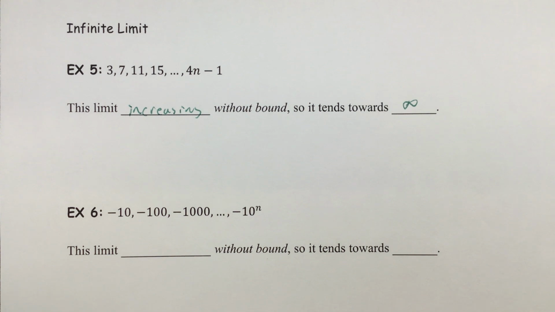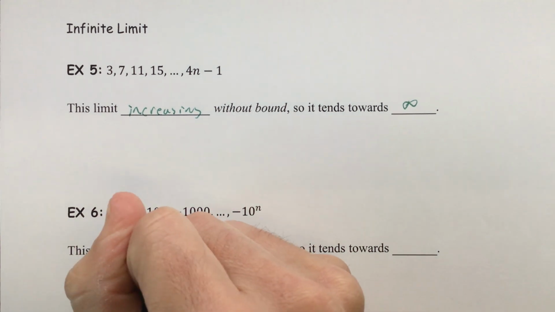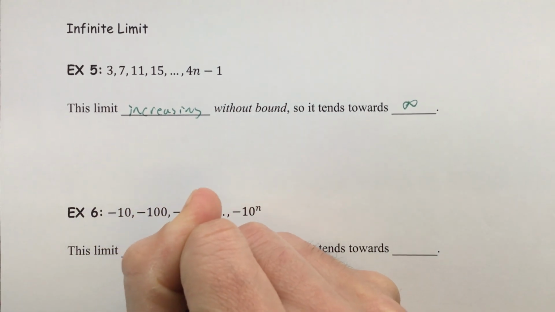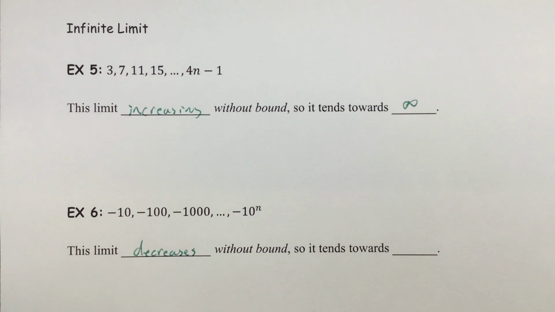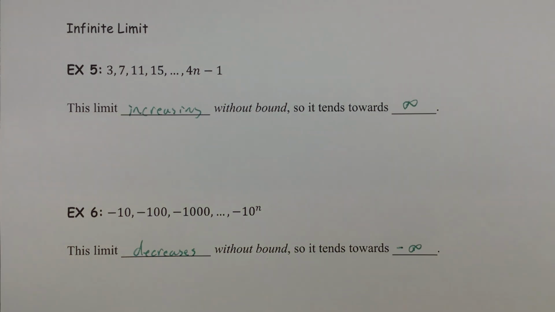Example 6. For this sequence, you're going to notice that they're all negatives. We start at -10, we go to -100, -1000. We probably get the idea from there. These numbers are getting bigger, but they're getting bigger in a negative direction. This limit decreases without bound, so it tends towards negative infinity. If you have a sequence that's constantly decreasing, below 0, not going down to 0, but constantly decreasing lower and lower and lower, we say that it is going to negative infinity.